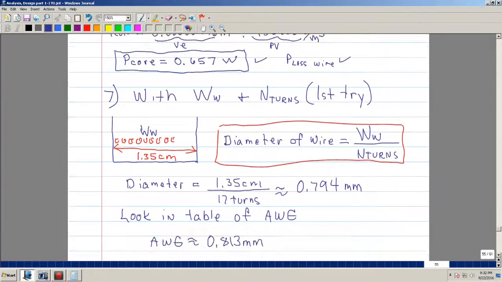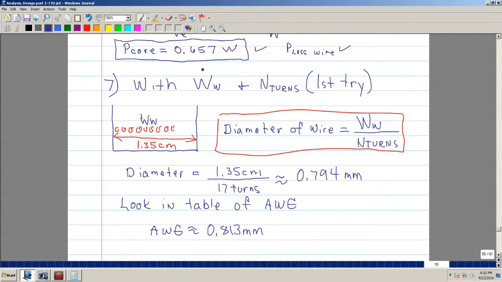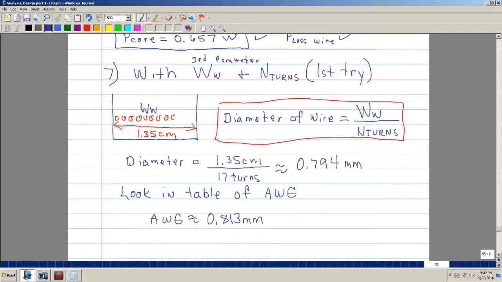Now we're going to use the third parameter, which is this W sub W. This is the third parameter from the data sheet. Since we already have the end turns calculated, we're going to do a first try at trying to select a wire.